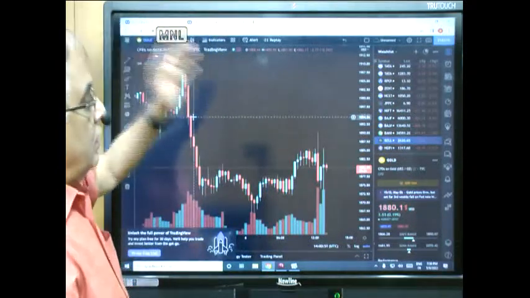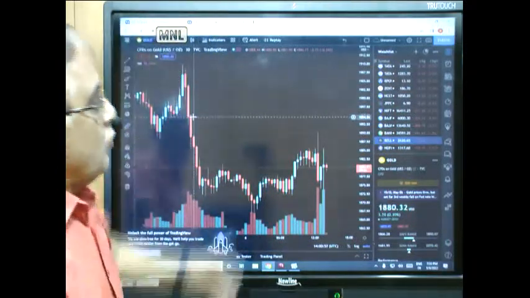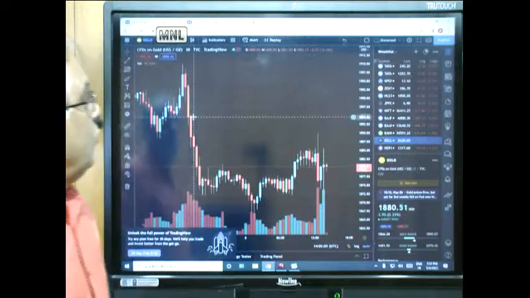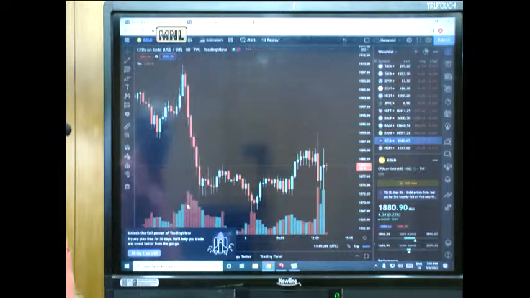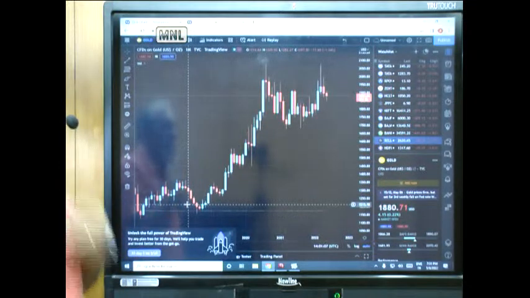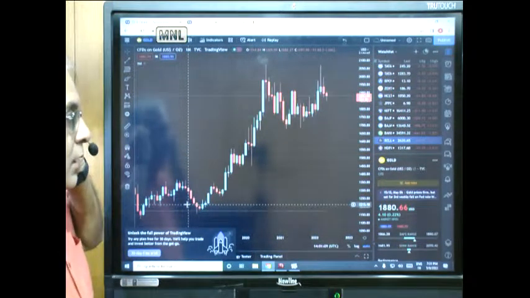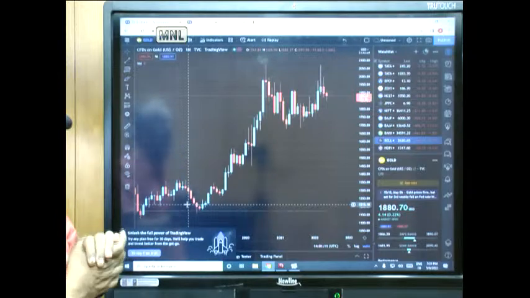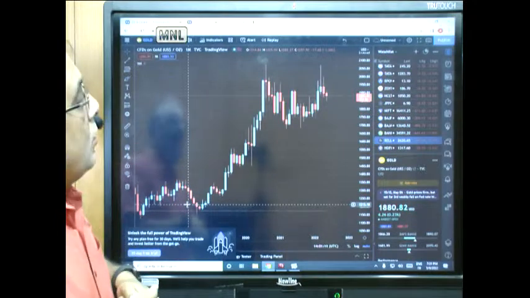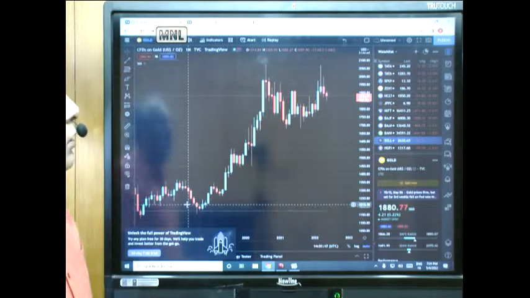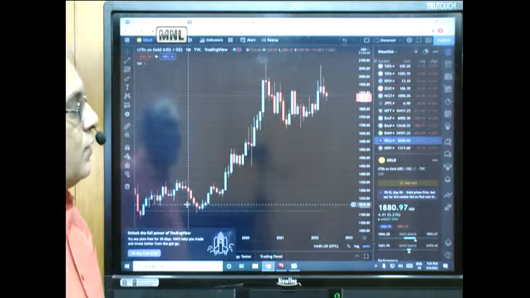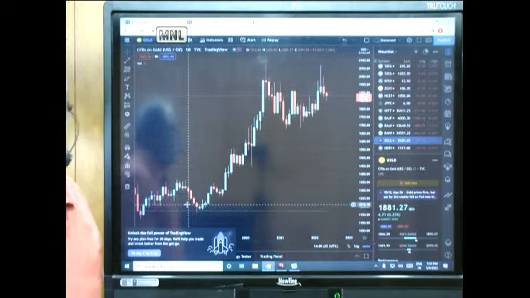So this is the 30 minutes international gold price, and we will look at the bigger time frame. First of all, we look at the monthly time frame. So right now gold in a monthly time frame is still high till this month low is cut.